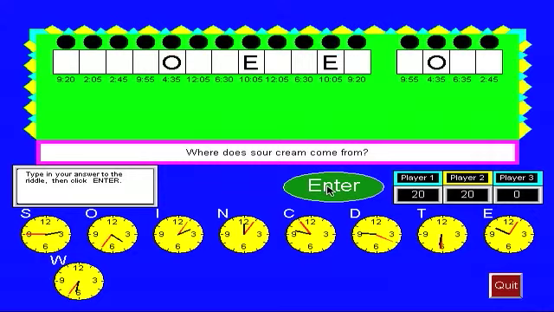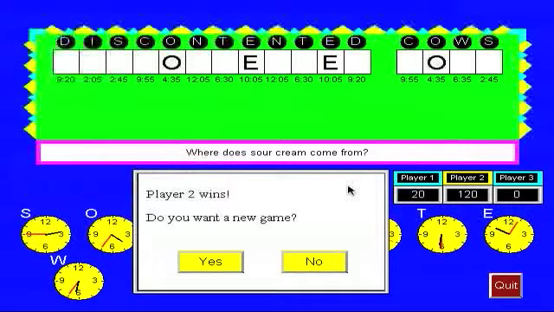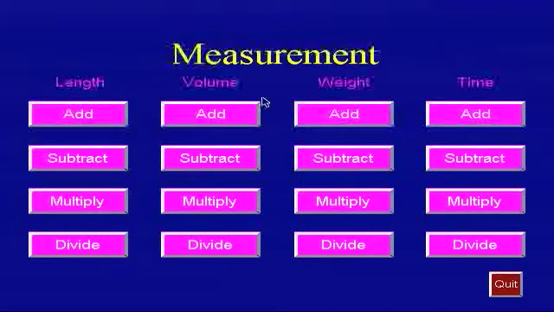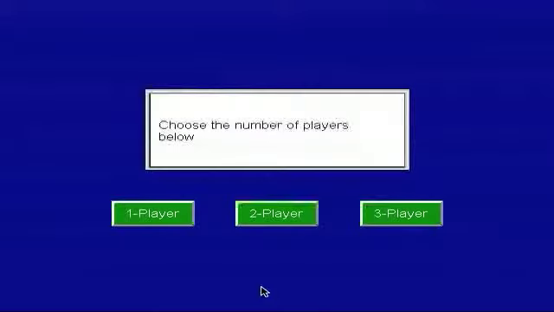Okay, let's try to solve this. Let's see, discontented cows. Let's see if that works. Okay, so it does. And measurement, you can do any of these. For example, multiplying length.